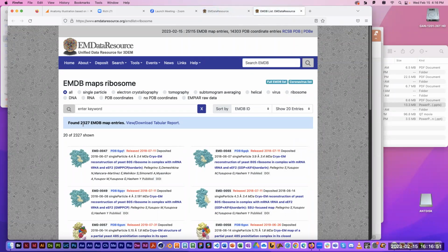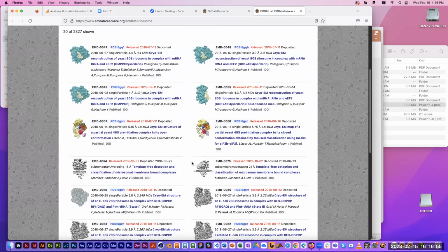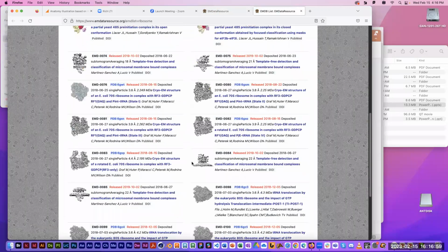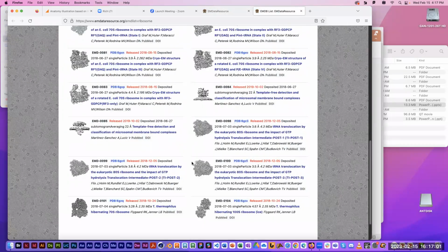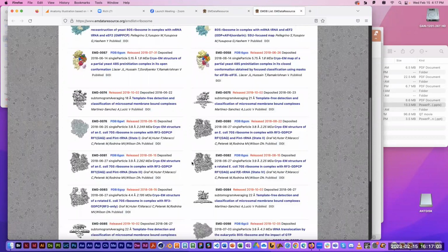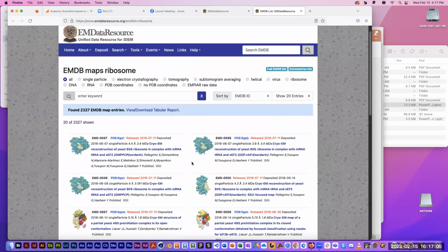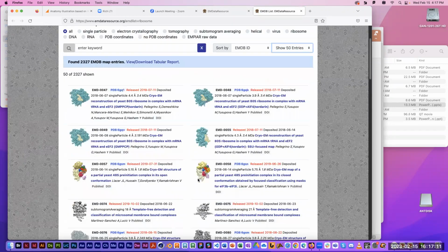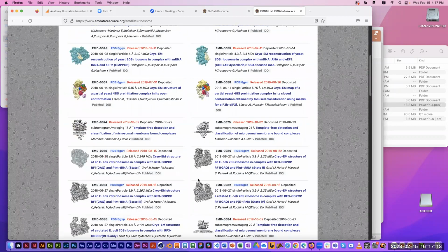So we get 2,327 different 3D models of ribosomes. I have no idea which one is which. I mean, there's page after page of these things. Here we're just seeing 20 entries. We could view 50 or 100 entries, or we could view all 2,300 of them.